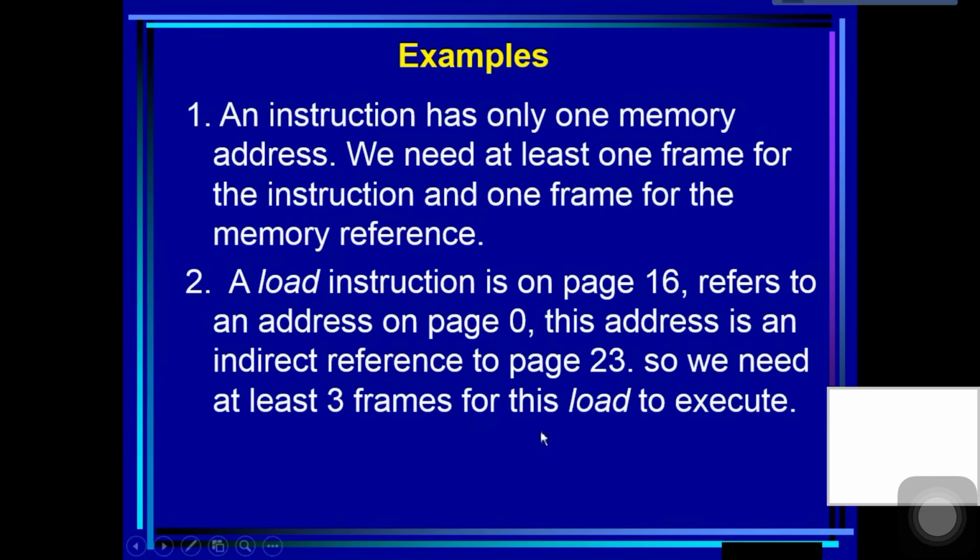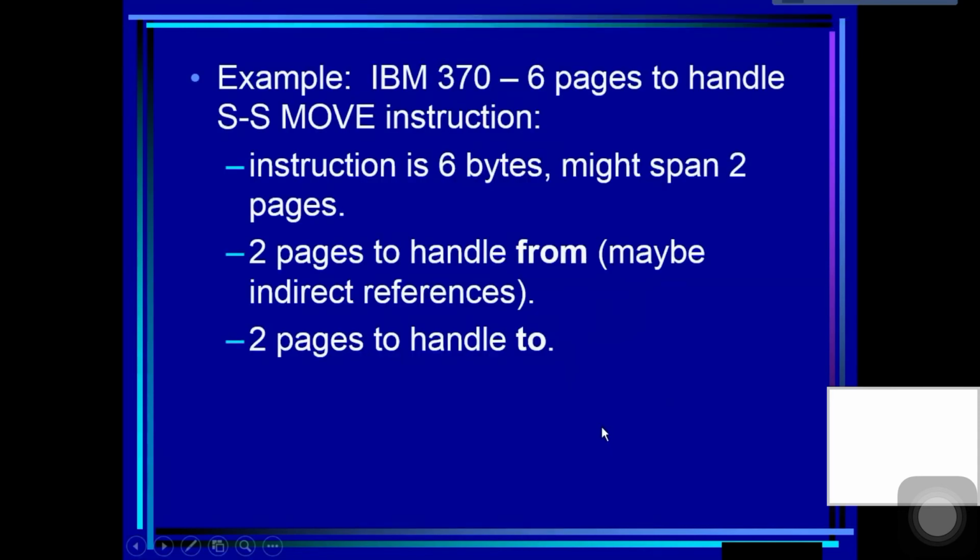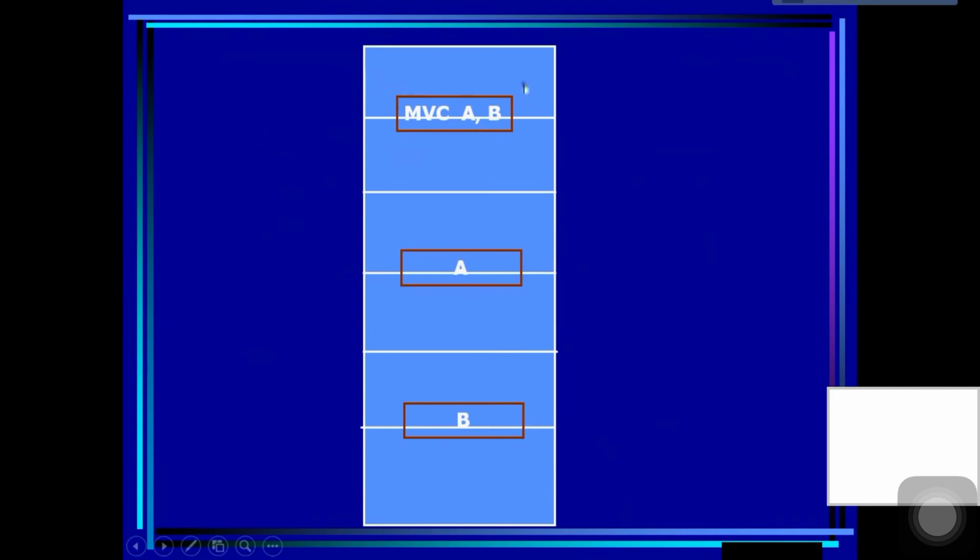The minimum number of frames is defined by the computer architecture. For example, in the IBM 370 MVC instruction, since the instruction is from storage location to storage location, it takes 6 bytes and can straddle 2 pages. That means the instruction itself will straddle 2 pages.